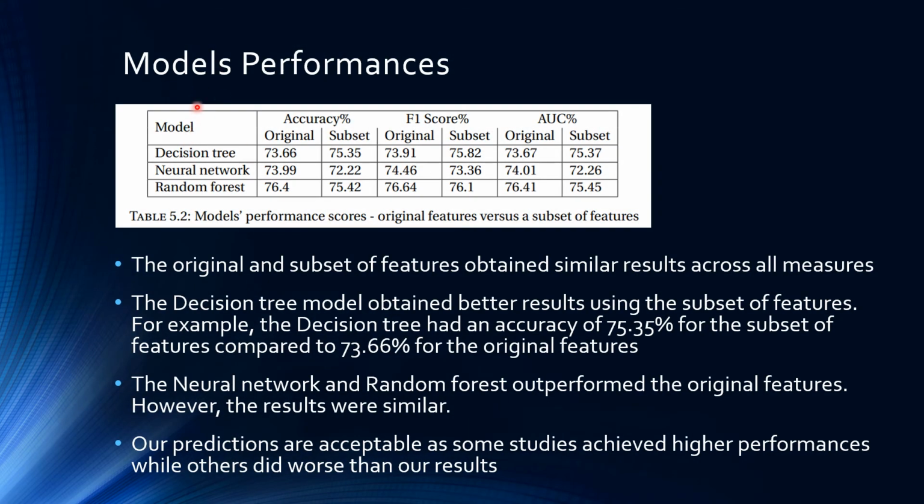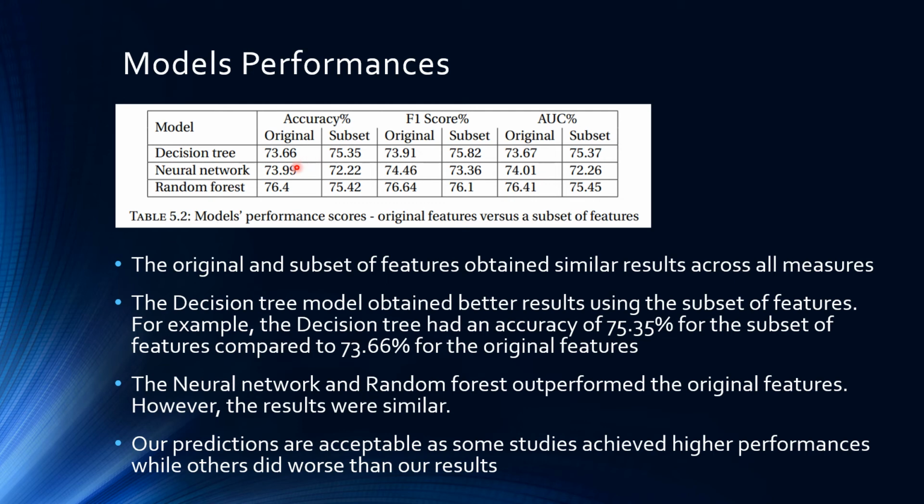This table summarizes the model performances using accuracy, F1 score, and area under the curve, or AUC, for the original and subset of features using the 3 models. We can see that the original and subset of features obtained similar results across all measures, and in some instances the decision tree even outperformed the original features when using the subset. So for example, over here, the decision tree obtained 75.35% using the subset, while it only obtained 73.66% for the original features, showing that the subset can sometimes even outperform the original data features.